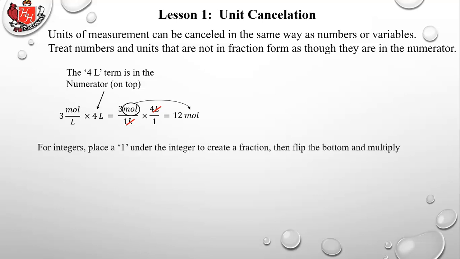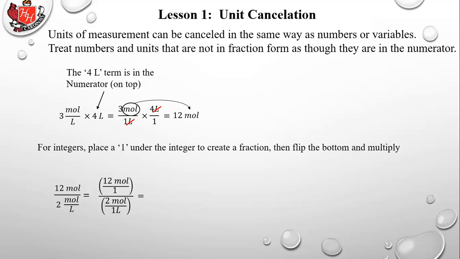For integers, place a 1 underneath the integer to create a fraction, then flip the bottom and multiply. So we saw that before with numbers. Okay, so this one's a little more complicated. 12 moles over 2 moles per liter. So what we're going to do first is turn the 12 moles into a fraction, 12 moles over 1 liter, and then you're going to adjust the bottom one, the 2 moles per liter, you're going to change it to 2 moles over 1 liter. That's what 2 moles per liter would mean.